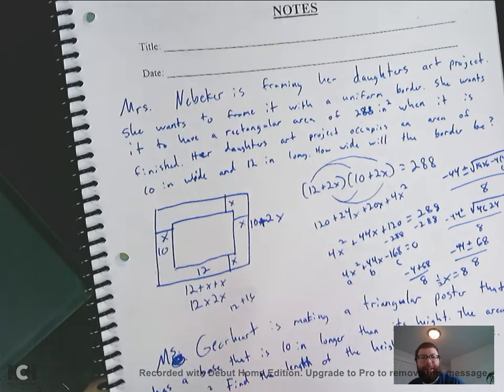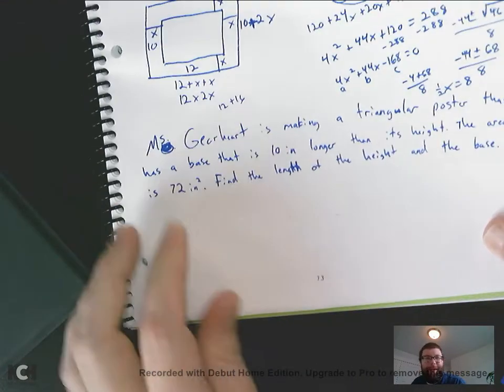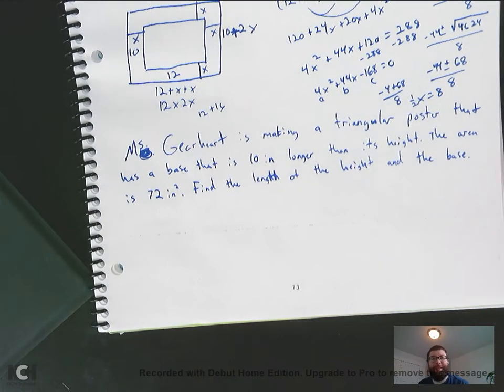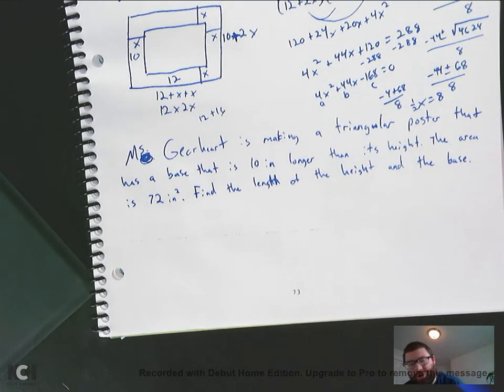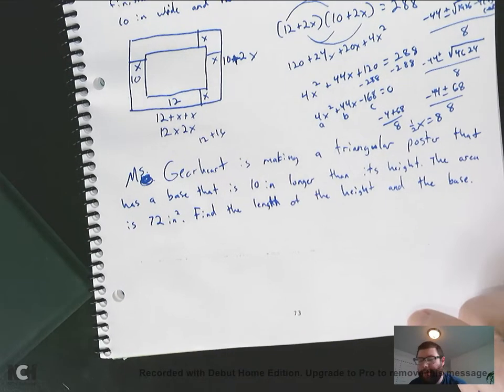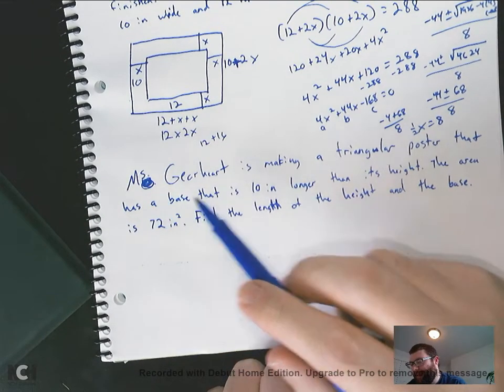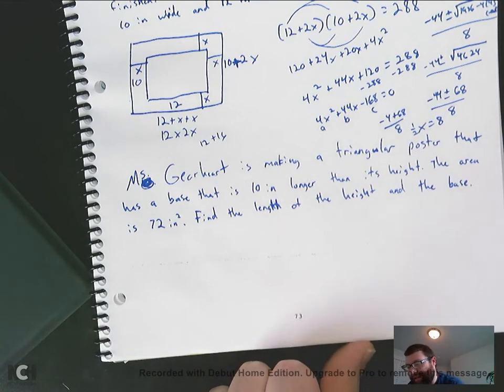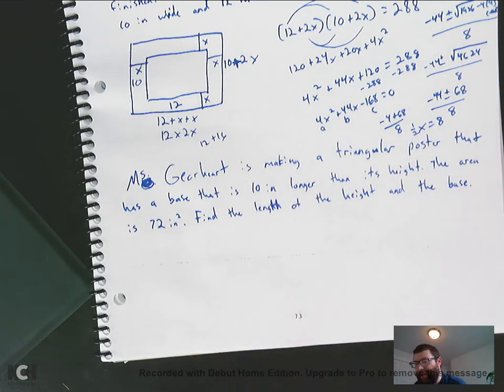Now, let's look at another problem. So this one, it's going to be the same idea. We're going to picture it after we're done reading it. So Miss Gearhart is making a triangular poster that has a base that is 10 inches longer than its height. The area is 72 inches. Find the length of the height and the base.